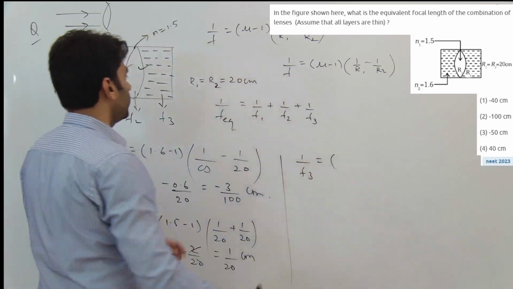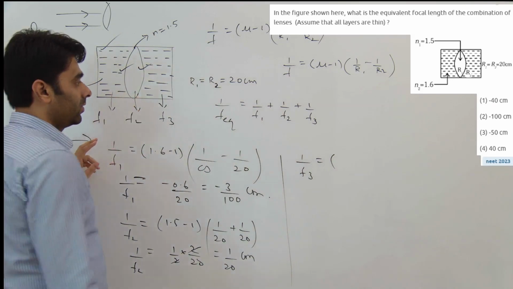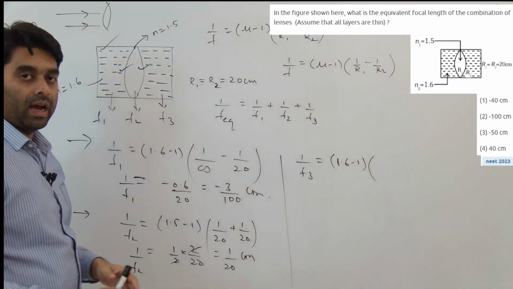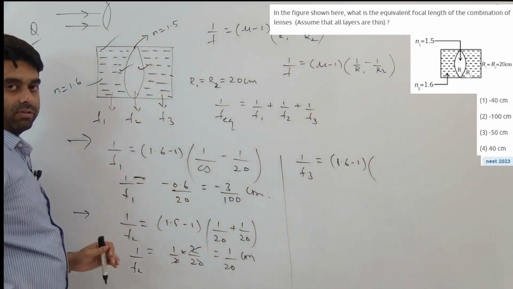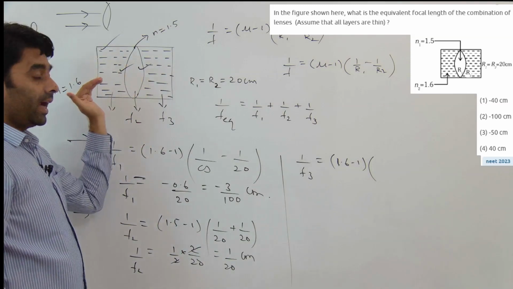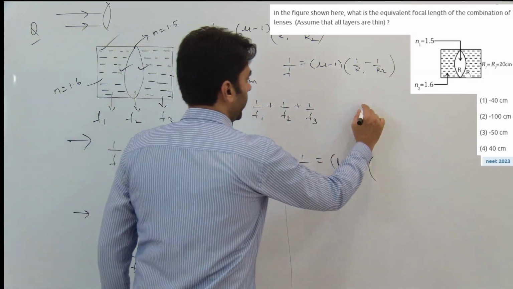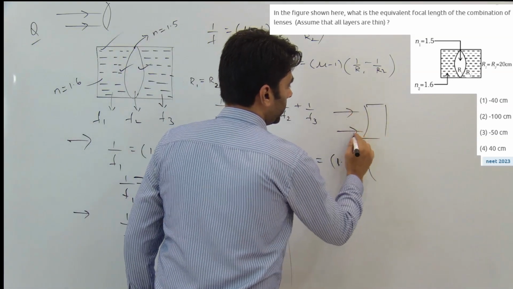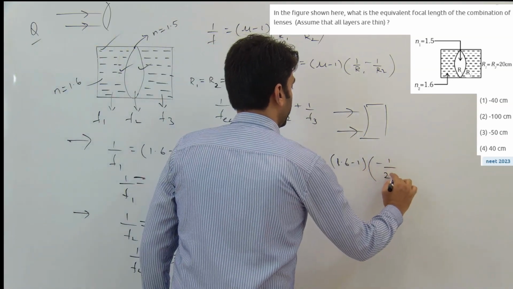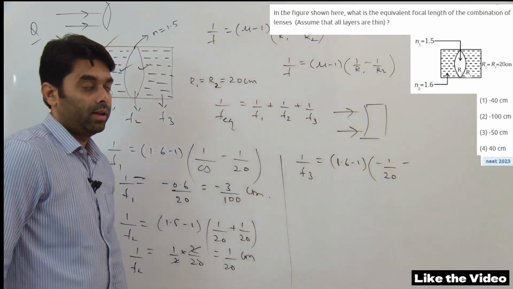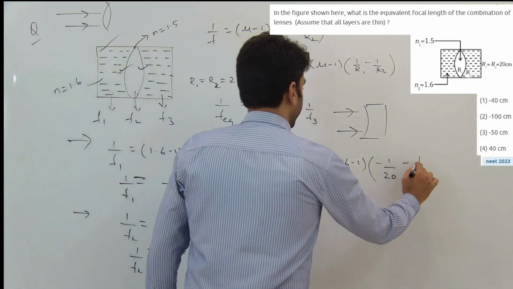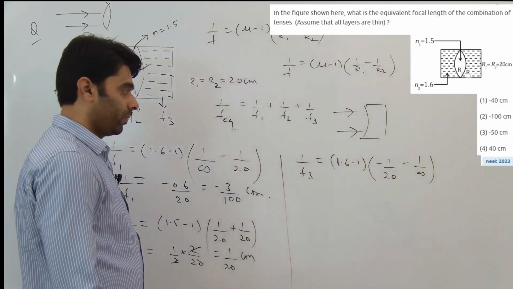1 by f3, again this is a plano concave lens. Mu minus 1, that is 1.6 minus 1, 1 by r1. See over here, radius of curvature. How much is our radius of curvature? Radius of curvature for this one is again 20, and it will be negative. If you notice carefully, like this it will be coming, right? So for the third one, the radius of curvature will be coming negative. So minus 20 minus of 1 by r, this one is a plane surface, that means the radius of curvature will be infinite. So 1 by infinite is 0.